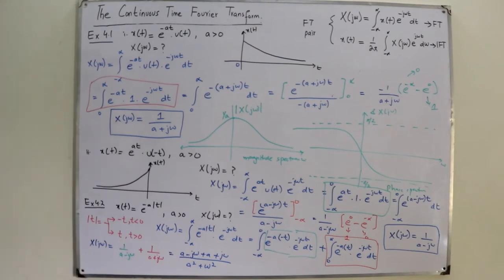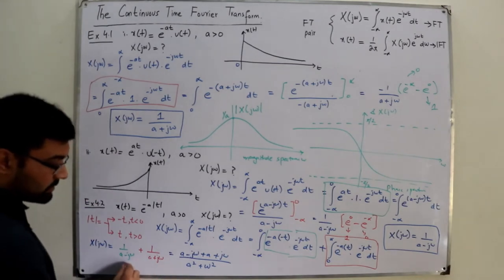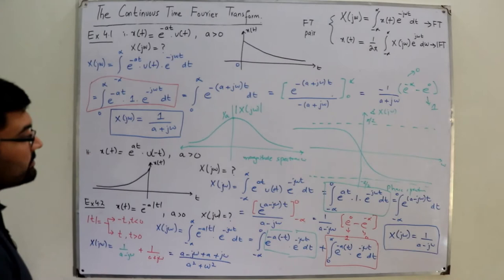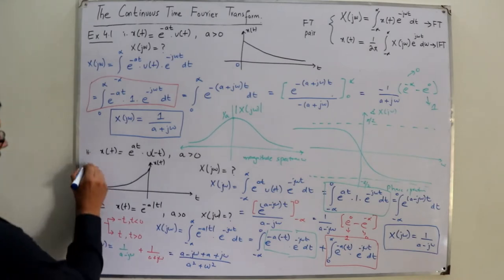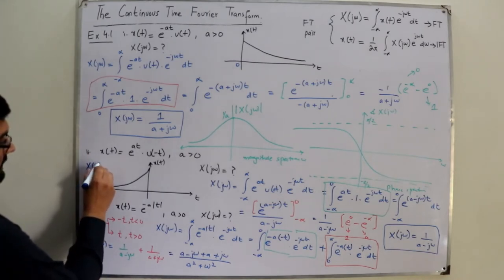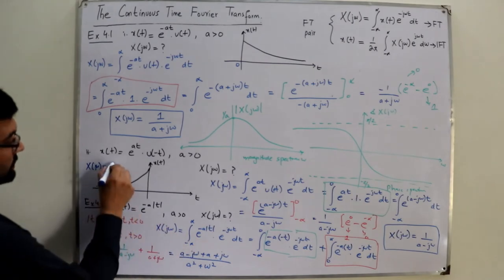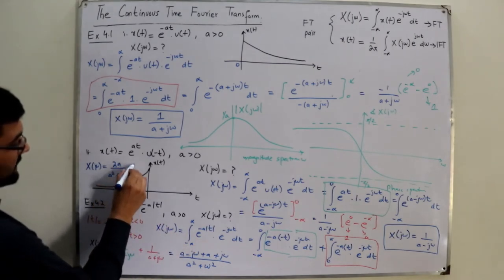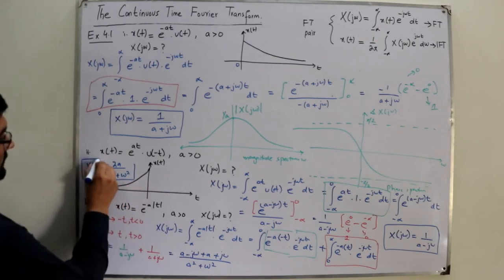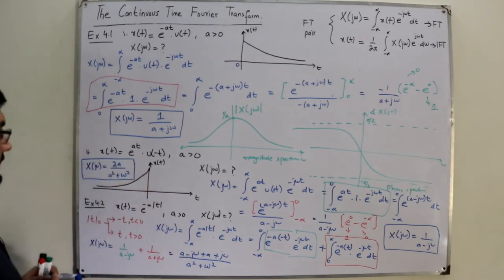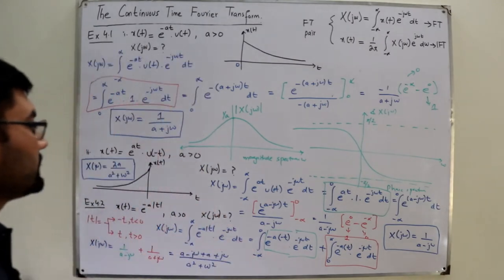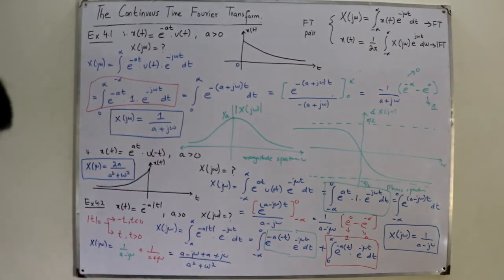A squared minus b squared, so we have the j also, so j squared is minus 1, so you get this thing. Which means that my final answer over here, x of j omega, would equal 2a upon a squared plus omega squared. This is it.